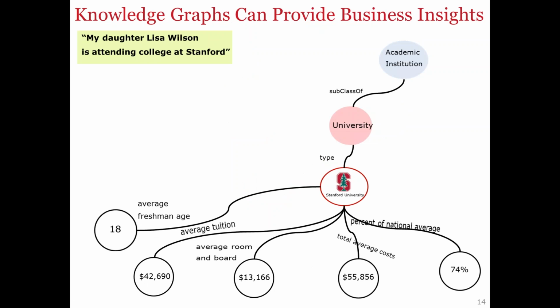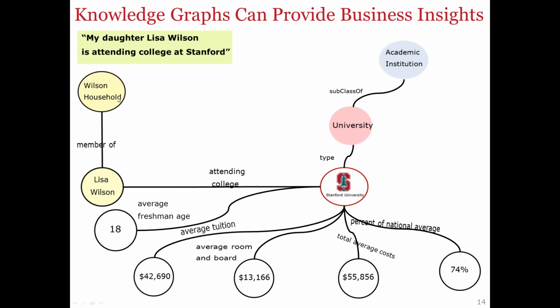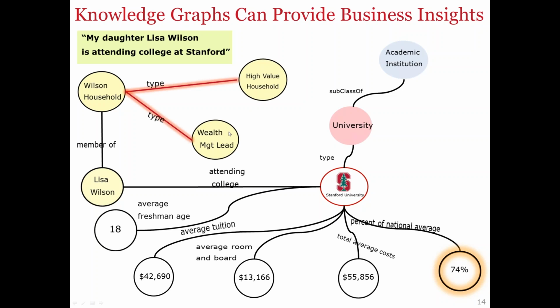So we might have a customer that makes a statement, my daughter Lisa is attending college at Stanford. So we could create a link into the knowledge graph. Lisa is attending Stanford. Now we have links to all of this other information about Stanford. We could then see that Lisa is a member of the Wilson household, and we could see again that the tuition of Stanford is 74% of the national average. Based on that, we may draw an inference that the Wilson household might be a high-value household. Therefore, they may be a lead for wealth management.